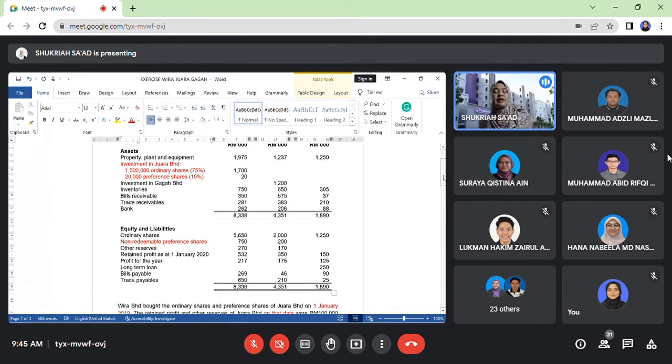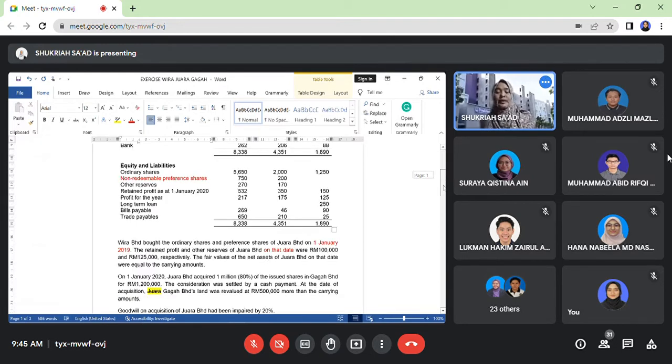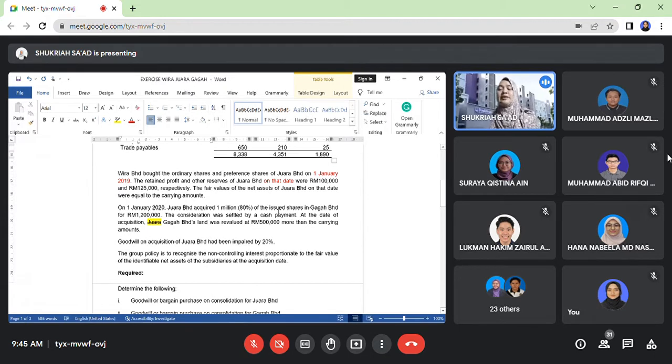Kan? Tak semestinya dia akan all the information you nak furnish dalam paragraph. Tak. Dalam passage. Sometimes you need to trace from the financial statement. Okay. So dan the consideration maknanya payment ni dalam bentuk cash. Tak ada masalah. Okay. At the date of acquisition. At the date maknanya on the date of acquisition.